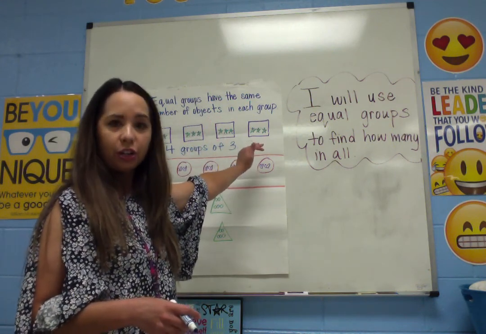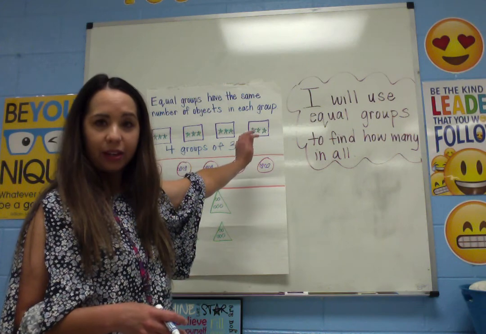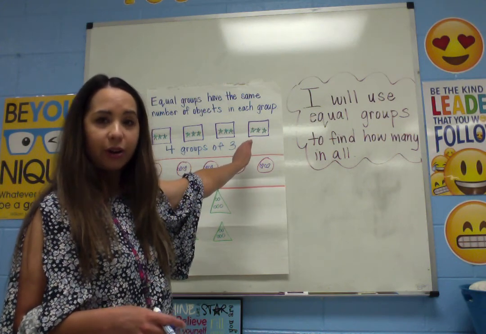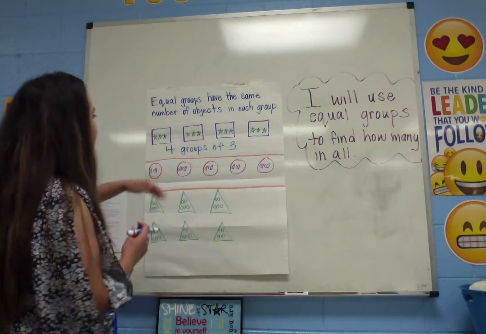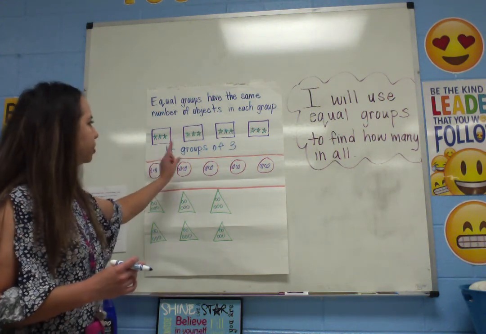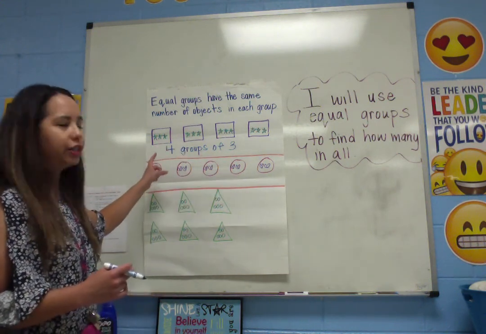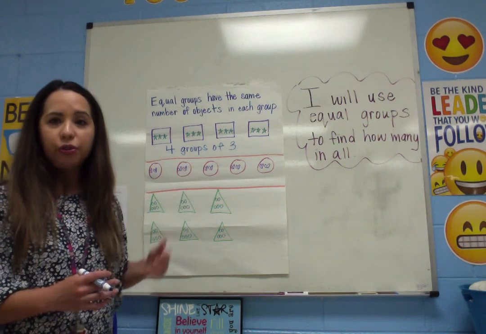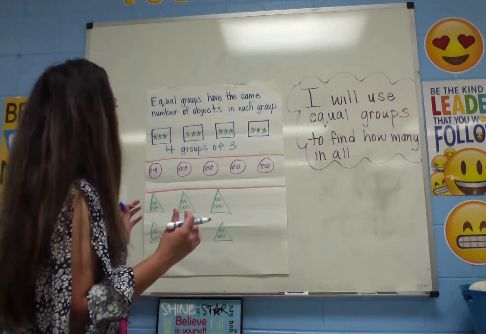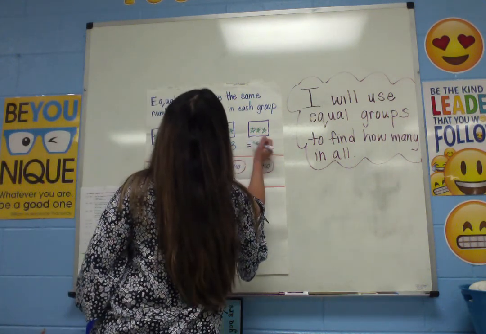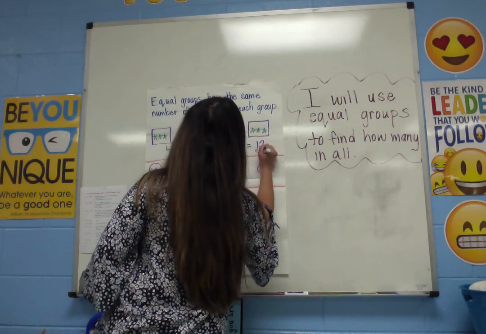So to find our total, we skip count. And here, how many total stars do I have? I have 12. So here I had 4 groups, 1, 2, 3, 4 groups of 3 stars in each group, and the total number of stars is 12. So 4 groups of 3 equals 12, and I can say 12 stars.